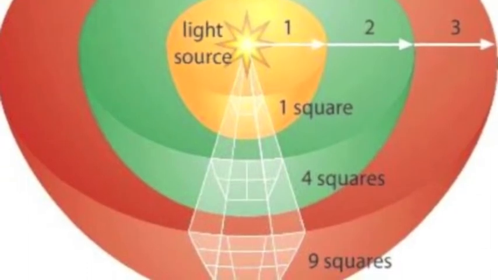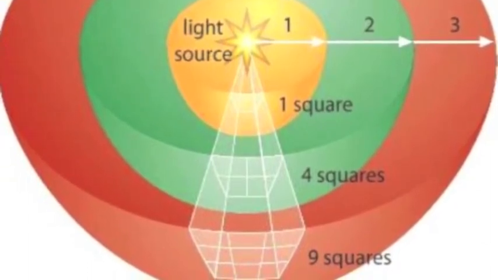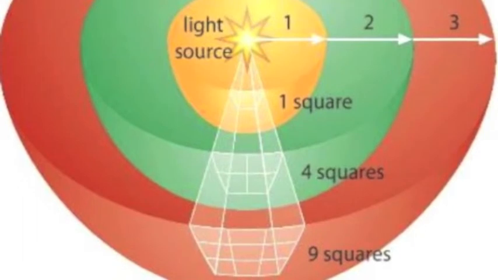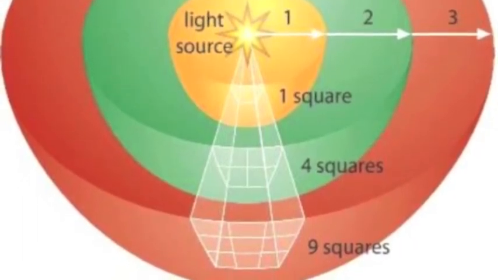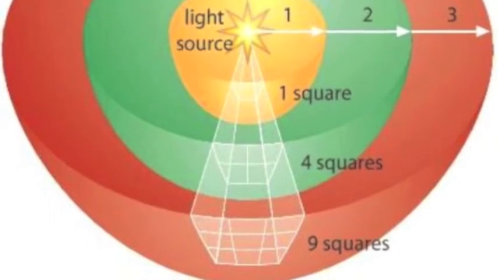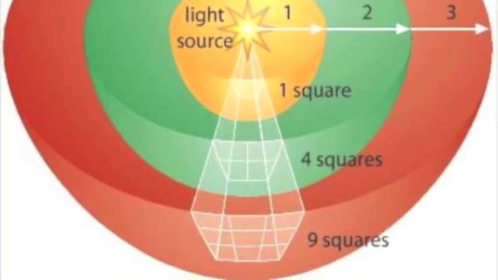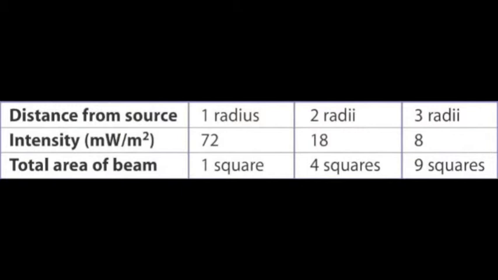If the source is emitting radiation continuously, the amount of energy passing through the orange sphere per second is the same as the amount of energy passing through the green and red spheres per second. If the intensity at the first square on the orange sphere is 72 milliwatts per meter squared, then all of that energy will continue into the green sphere over an area of 4 squares.